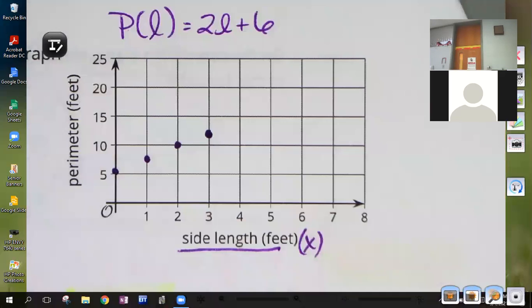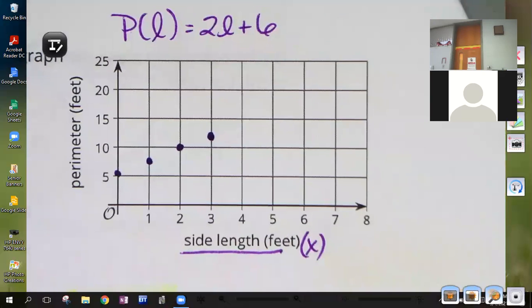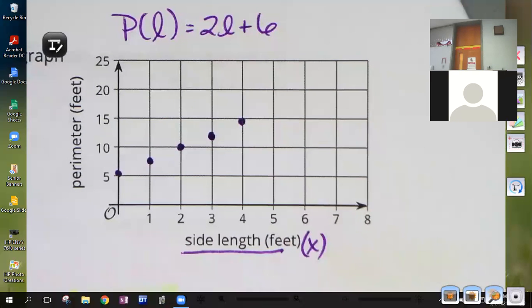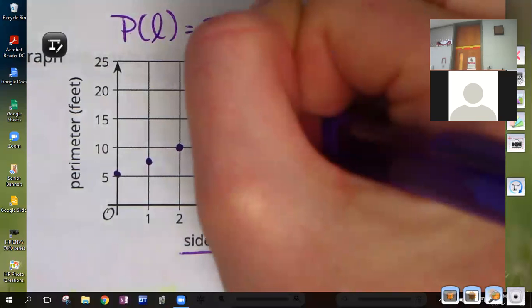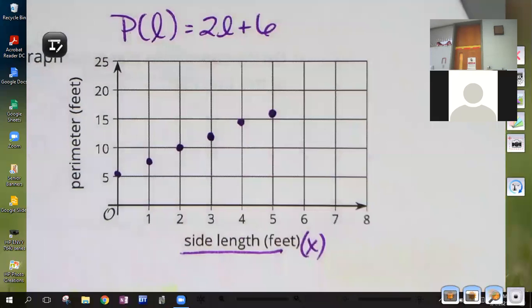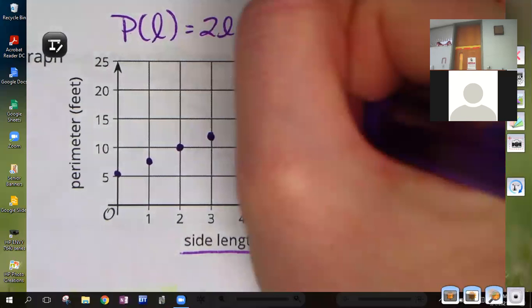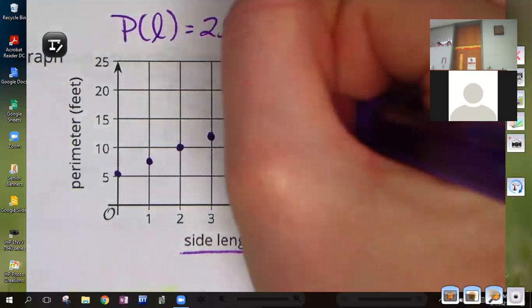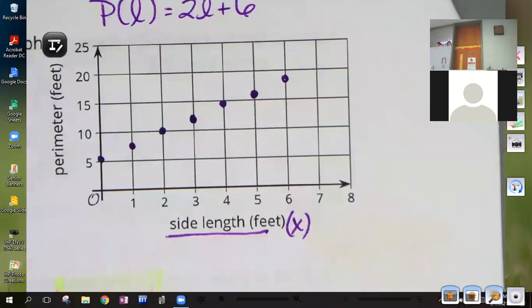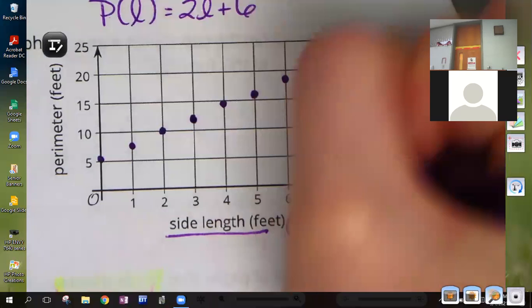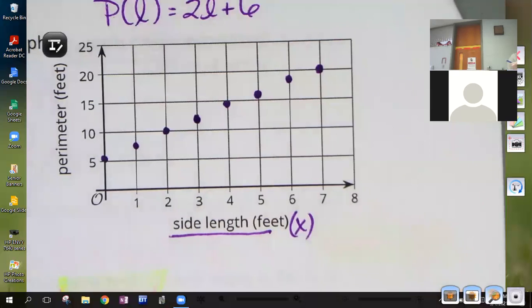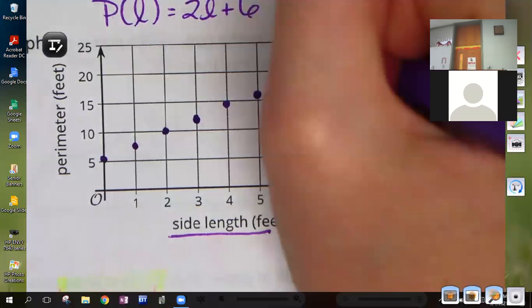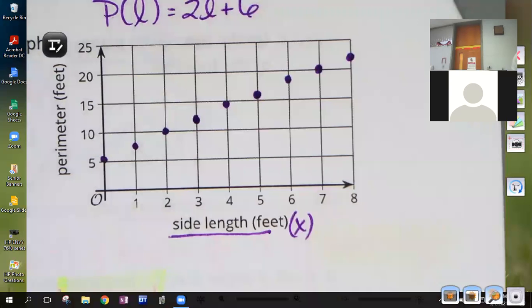All right, what if the side length is 4? What if it's 5? 16. So you're just going up by 2, really? Yeah. We are. All right, what if it's 6? 18. All right, what if it's 7? No, it's 20. It'd be 20. And then finally for 8, 22. 22. Okay, so this one is a little bit different.